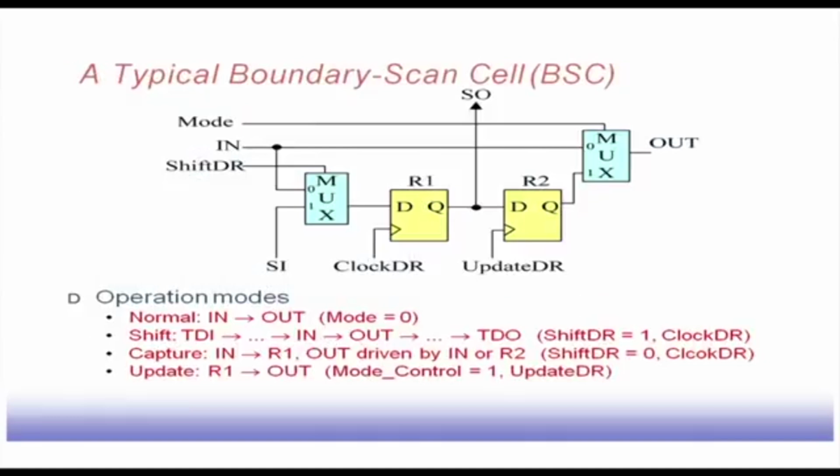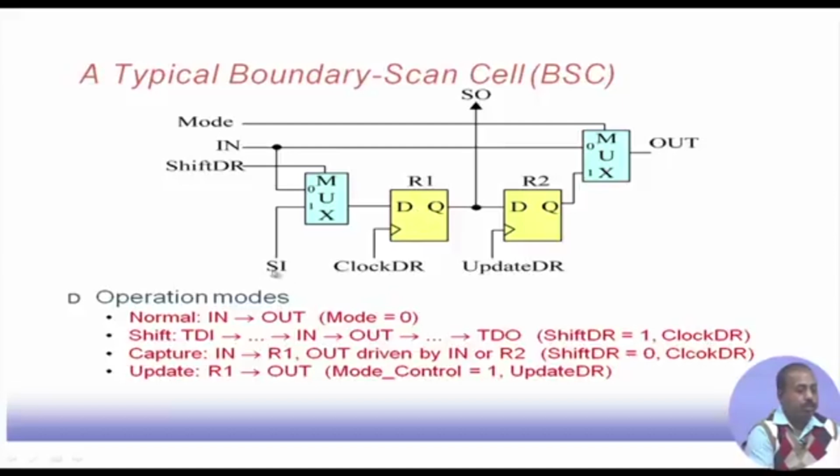So, this is the structure of a boundary scan cell. A single cell of the boundary scan register. You see that this has got two registers in it, R1 and R2. This R1 register is basically for storing the input pattern.